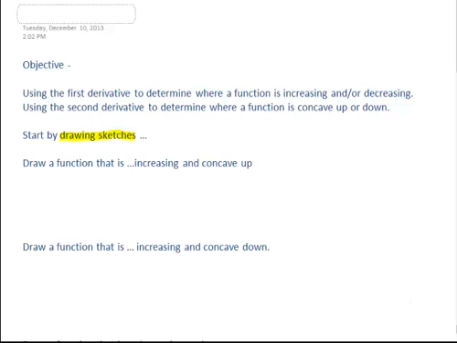Okay, so now I'm going to come back and I'm going to draw a function that is increasing. So from left to right, the function is increasing, and it's going to have upward concavity. That means that when you look at it, it has an upward facing curvature.